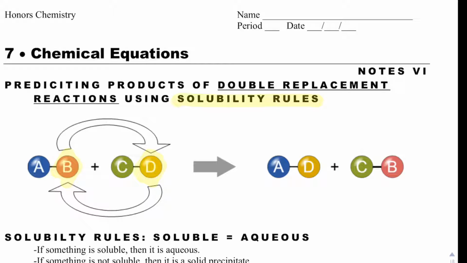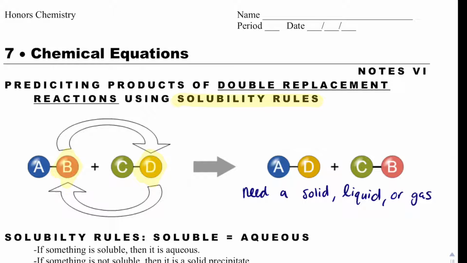And what we need to be produced, we need a couple different things, just one of them, but we need a solid, liquid, or gas to be produced in order for this reaction to actually occur.